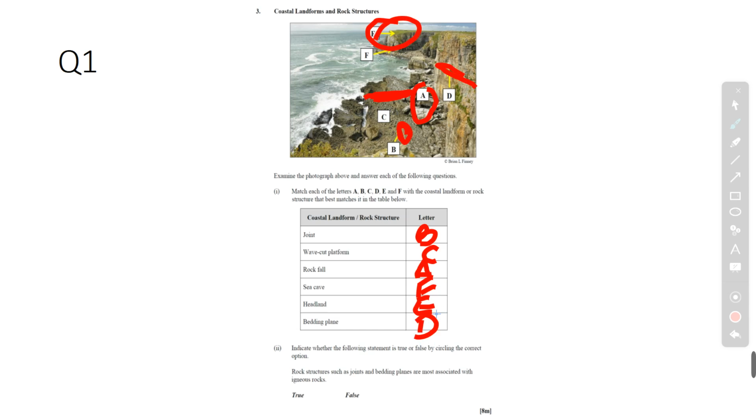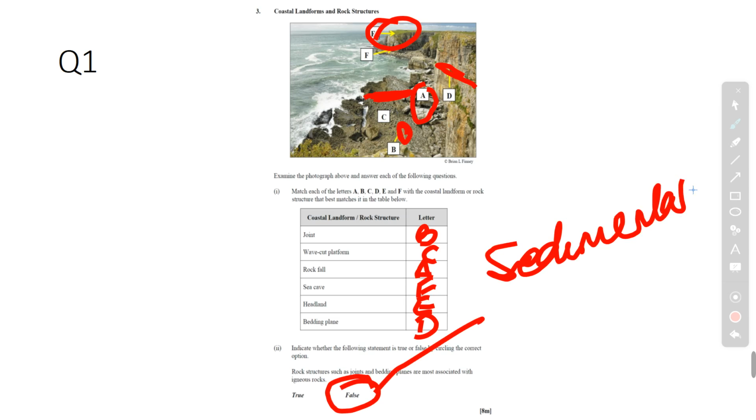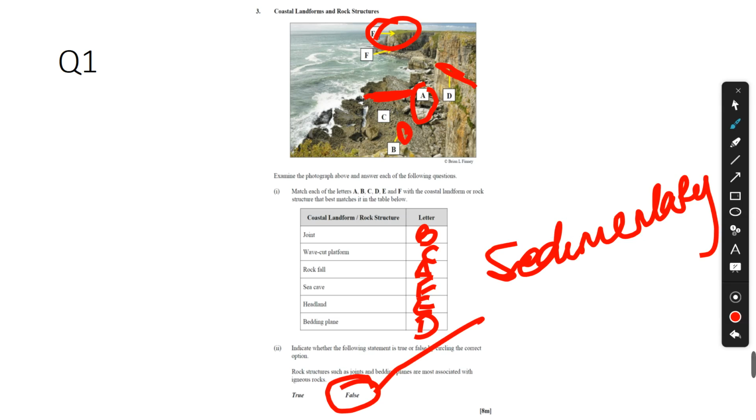Indicate whether the following statement is true or false by circling the correct option. Rock structures such as joints and bedding planes are most associated with igneous rocks. This would be false, because they are most associated with sedimentary rocks, even though you weren't asked for that. I hope we all got that one. Let's move on.